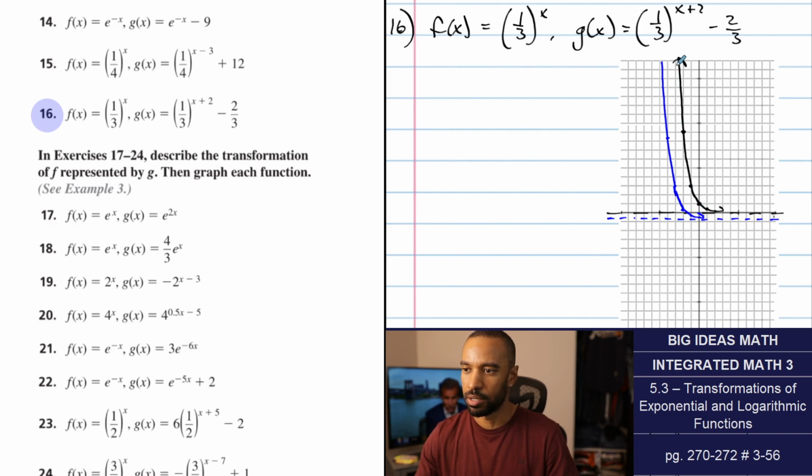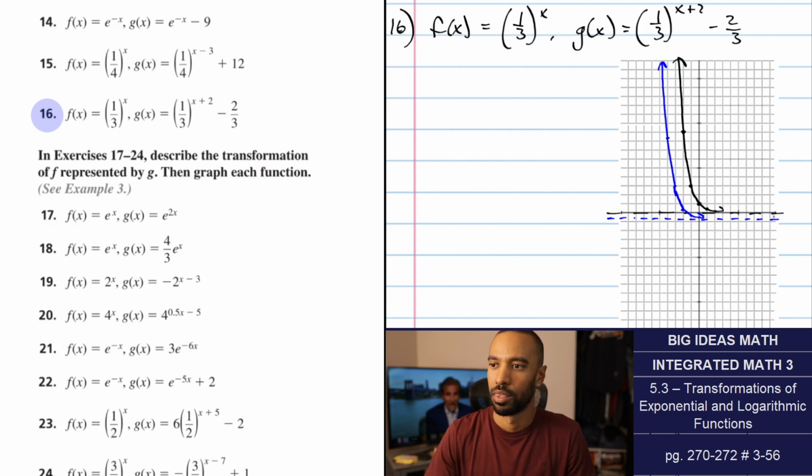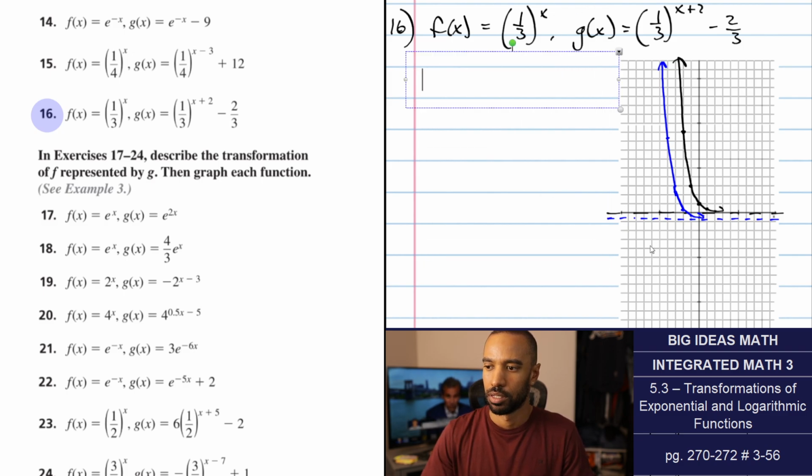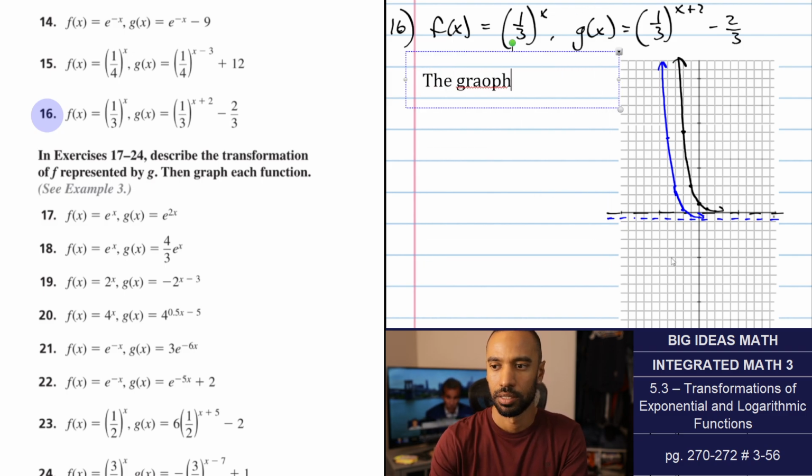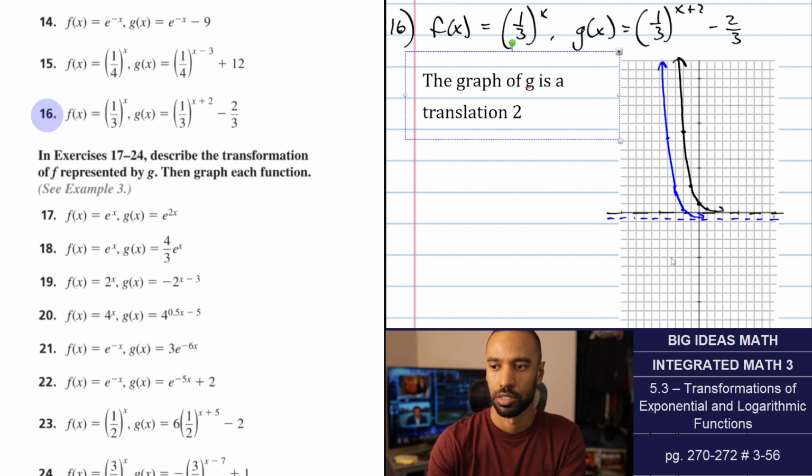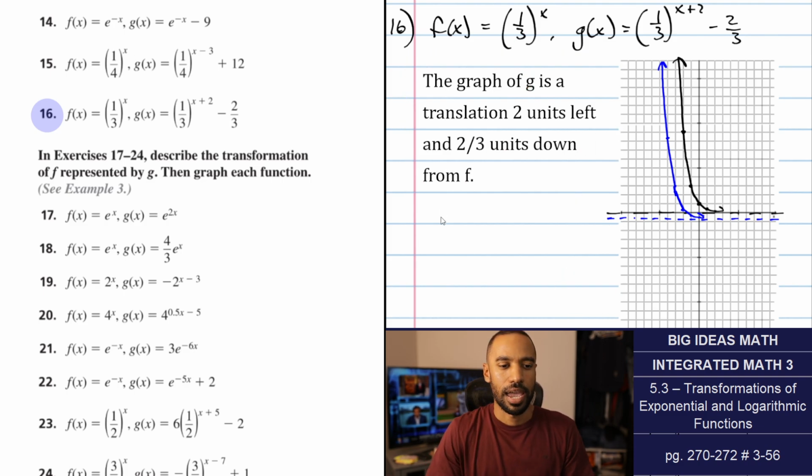Now I still have to describe it. The graph of G is 2 units left and 2/3 units down from F. Okay, there are those graphs.